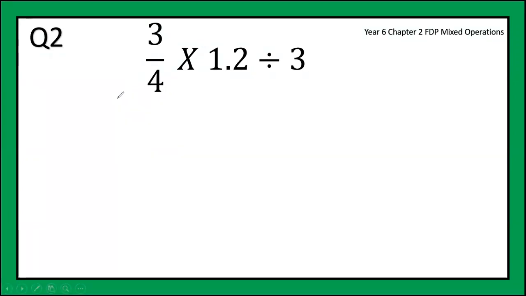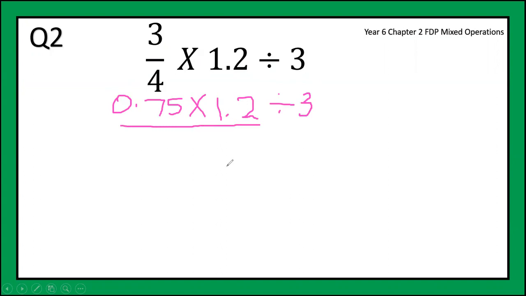So 3 over 4 is 0.75 times 1.2 divided by 3. So first we do the multiplication. Now, a decimal number multiplication is just the same as a normal number, except for the fact that you need to add the decimal at the end. So in order to make our lives easier, you can solve this using lattice, or you can solve this using the standard written method, but I'm preferring lattice. So I'm going to just draw the lattice squares, okay?